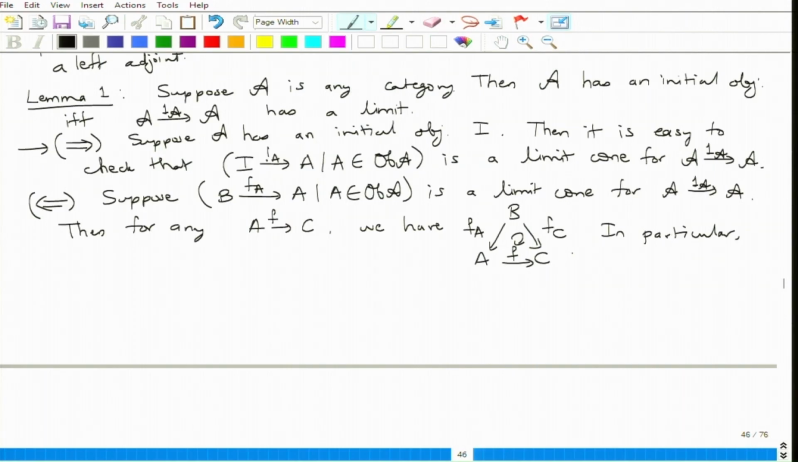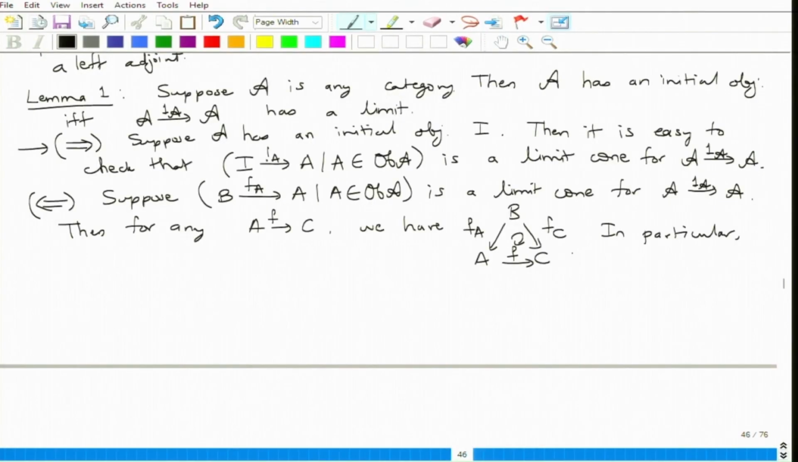I and 1 sub C. Where is I? We are yet to prove that there is an initial object. What's your guess for the initial object here? B. So how will you do that? In particular, which diagram commutes? B to B and then to A. What is the morphism B to B?